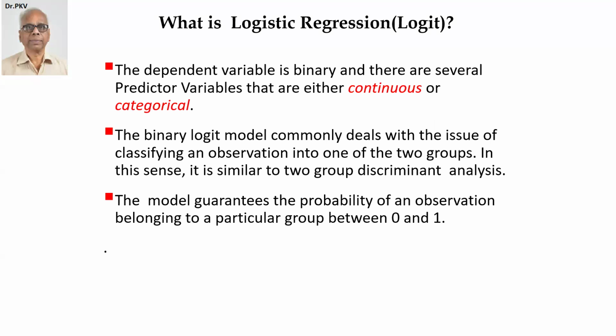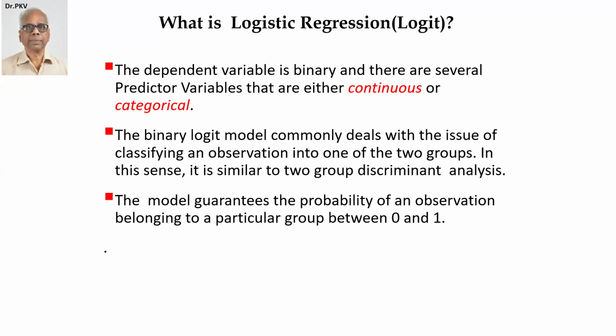When the dependent variable or the target variable is binary, something like 0, 1 type or yes, no type, pass, fail type, the buyer will buy the product or not buy the product, so there are two categories. That's why it's binary logistic regression, in short form called logit. The dependent variable is binary, and there are a number of predictor variables that are either continuous or categorical, or a mix of both continuous and categorical.